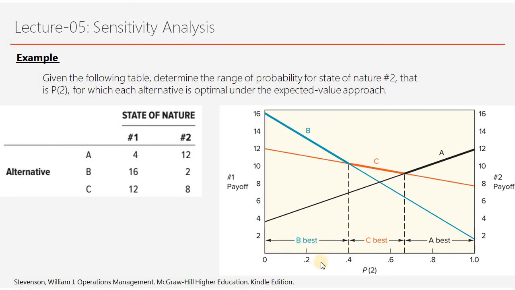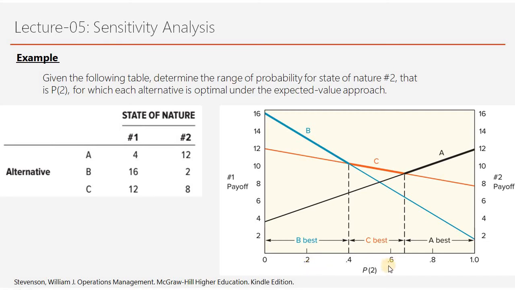Okay, so you can see that what if we had low values for the second state of nature, and if the value was probability of 0.1, 0.2, 0.3, I still have a range that would tell me under this range, even if we have slight changes, but we are still in this range, B would be the best.